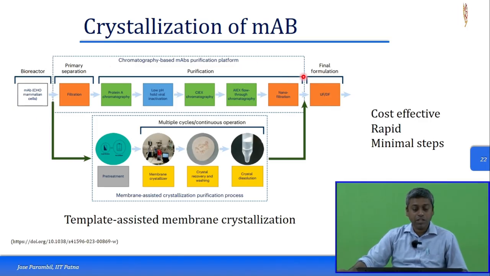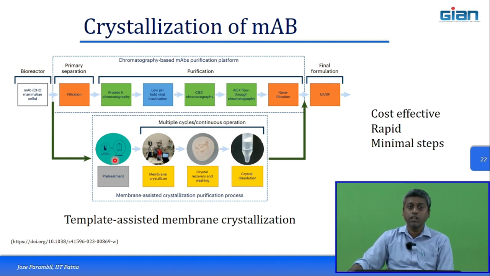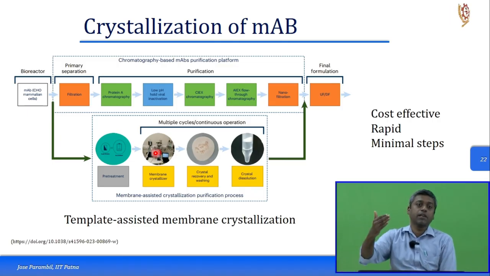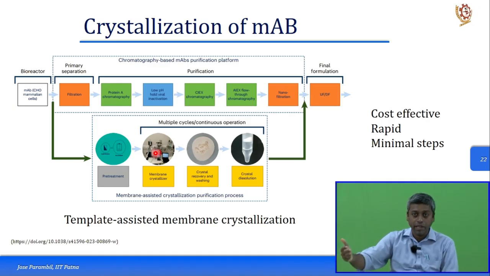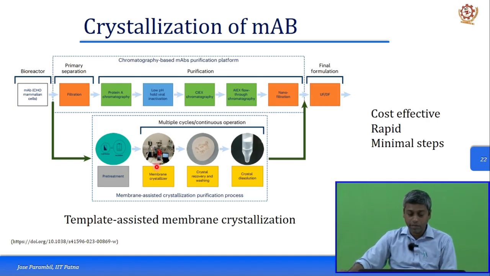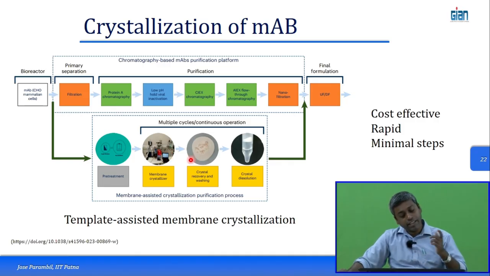Rather than going for the conventional chromatography-based technique, which involves all of these steps, you can directly take the output from the mammalian cell culture. You can use some pre-treatment, especially to precipitate out the unwanted proteins, and you pass it through a membrane crystallizer, which selectively diffuses out some of the components and acts as a template for concentrating the material.